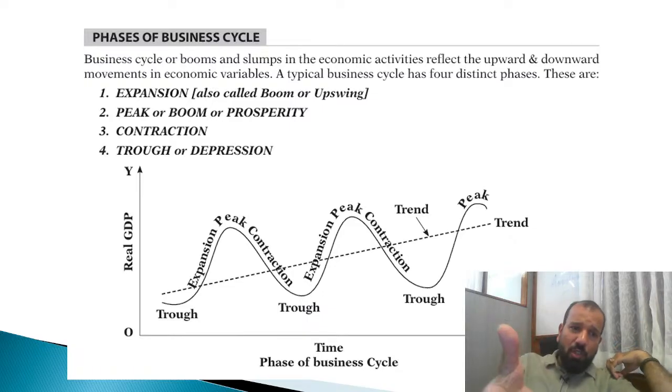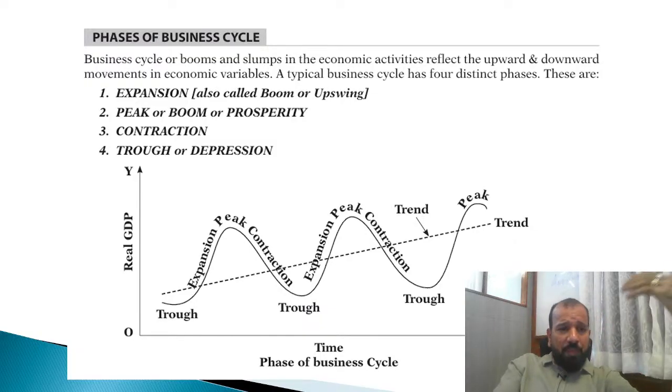So in 1962 we had a recession, then in 1971 we had a recession, and in 1983-84, during the Gulf War. Then in 1991 we carried out the economic reforms. In 1997-98 we had the Asian financial crisis.